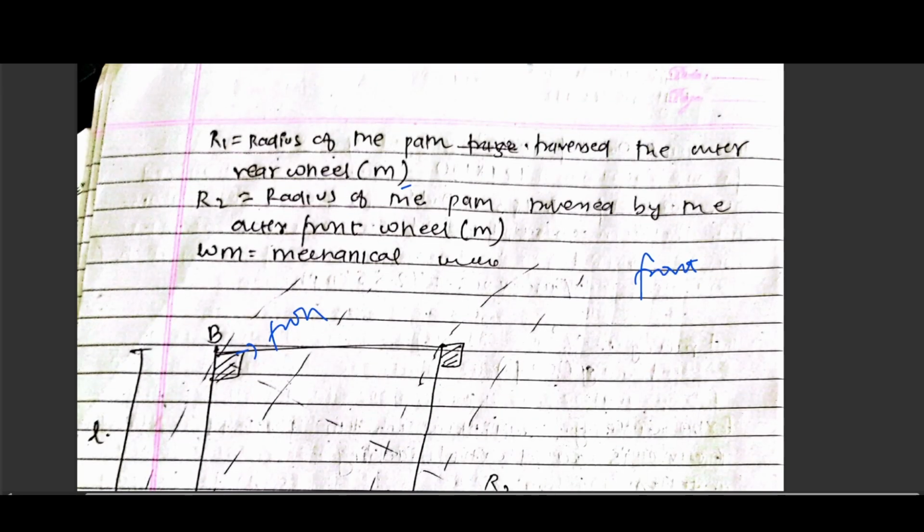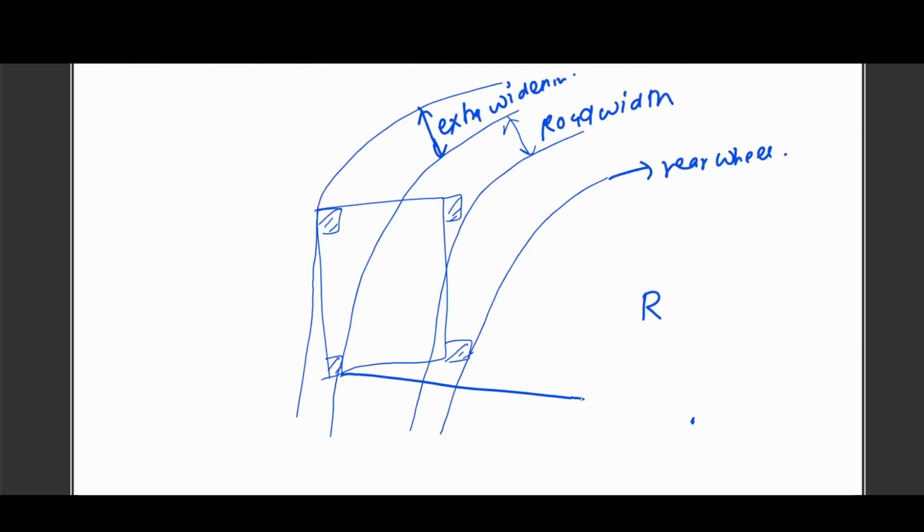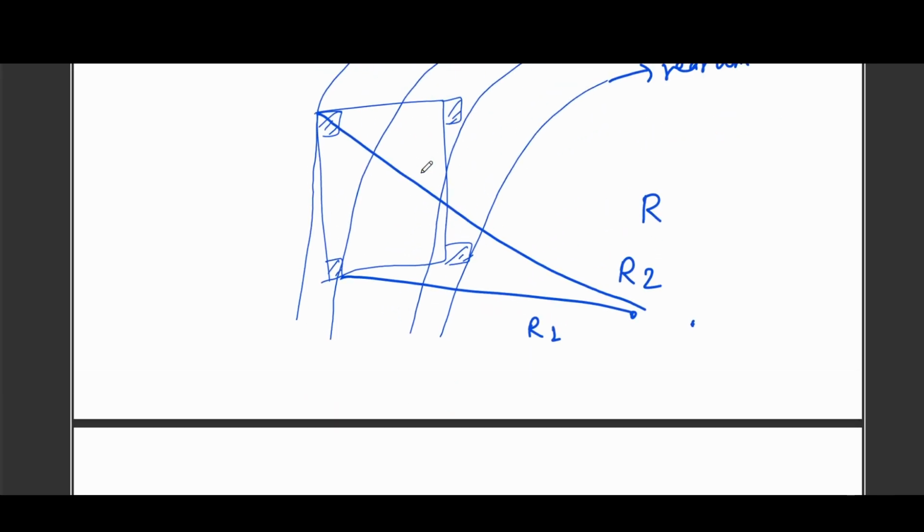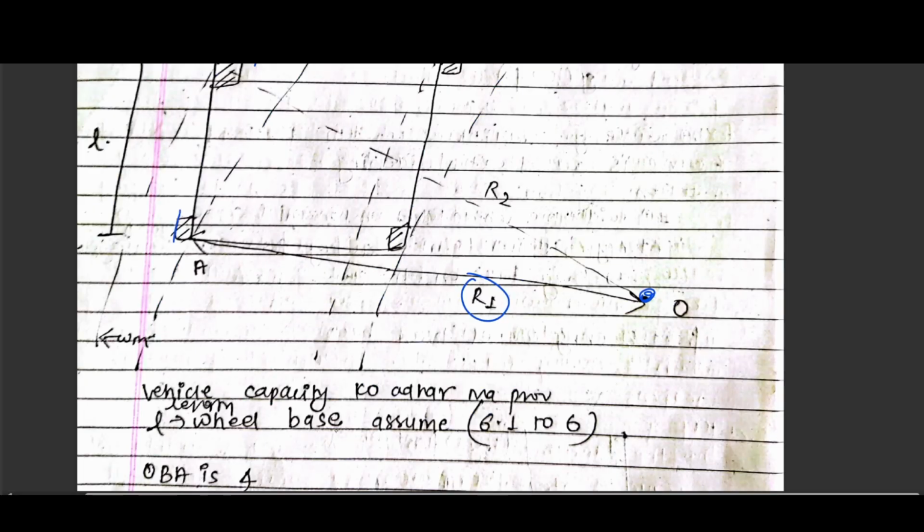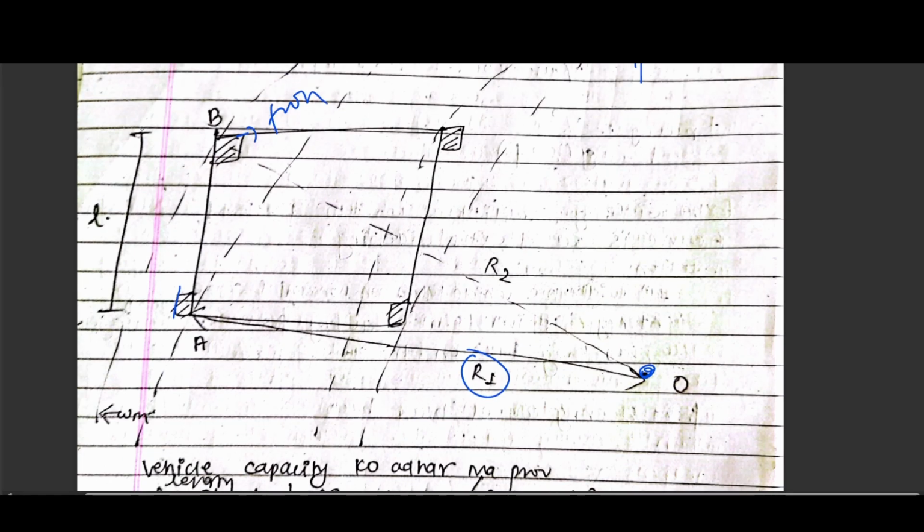So R1 is the radius of the path traced by the outer rear wheel, and R2 is the radius of the path traced by the outer front wheel. You can see here, this is R1, and the path traced by the outer front wheel is R2. If we consider this as O, this as A and this as B, then the length AB is the length of the wheelbase, the distance between the front wheel and rear wheel.